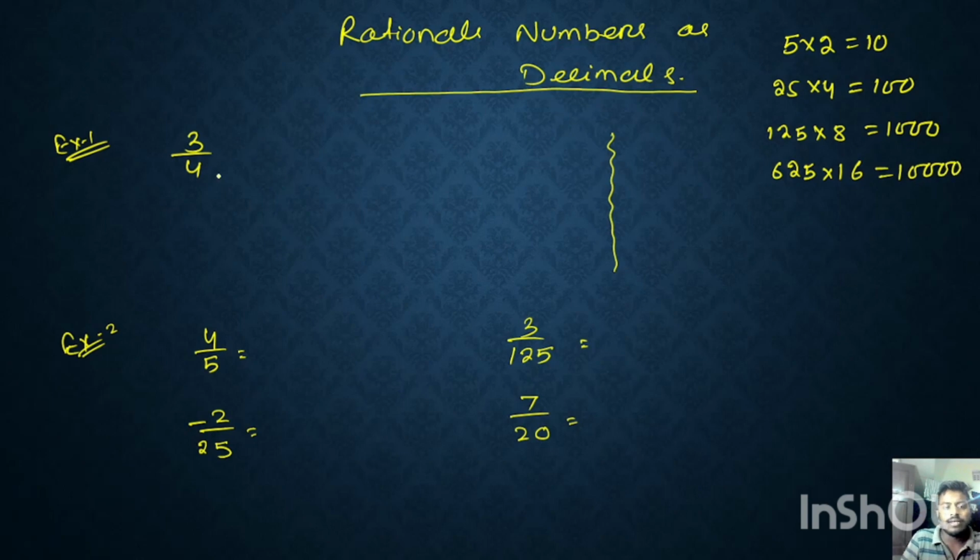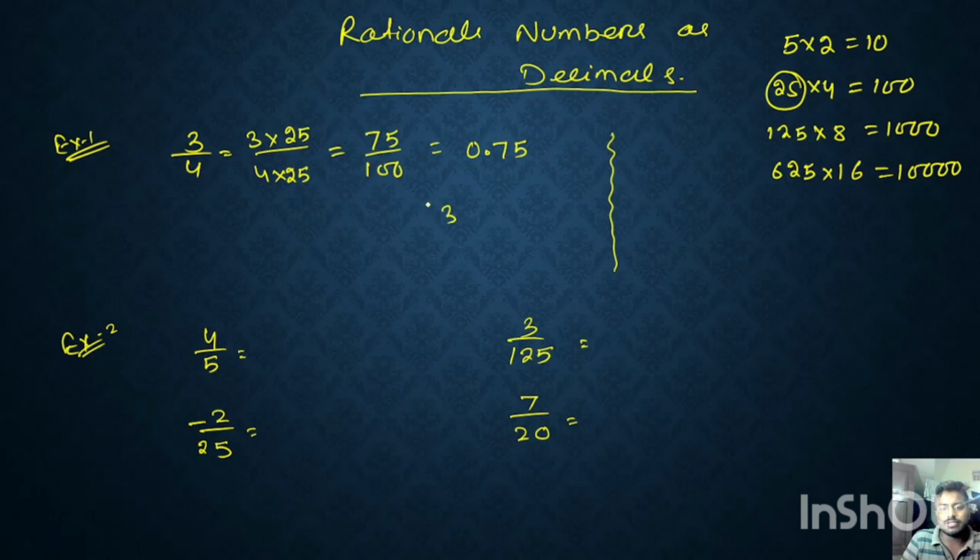Now here it is 3 by 4. Similarly, we multiply 3 and 4 both by 25, in the numerator and the denominator. So the answer is 75 divided by 100. Then we can convert it, so the answer is 0.75.